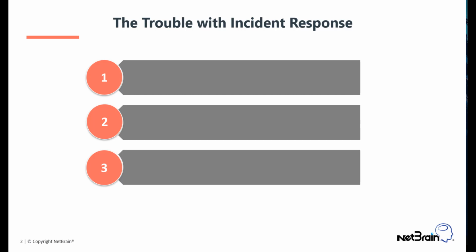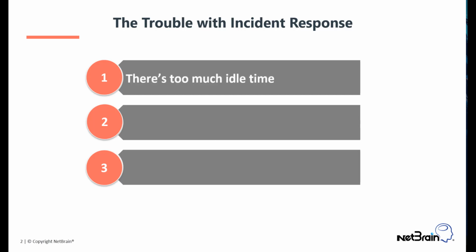A critical phase of incident investigation is the initial response and problem triage. However, manual methods of troubleshooting are consistently the weak link in this cycle. When it comes to incident response, there are a few problems that occur in nearly every type of network.